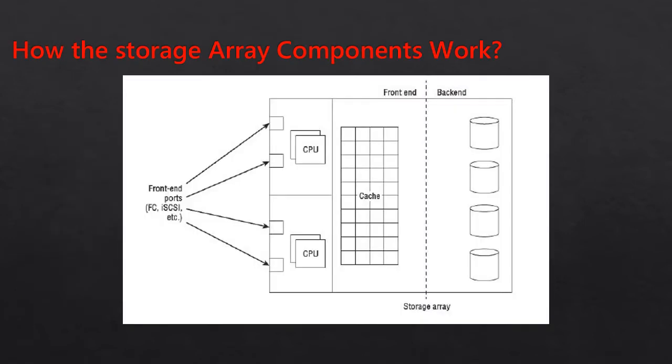Now let's see how these components work. In the diagram we have a controller. It has a processor, usually an Intel processor, and memory modules. The ports on the controller that connect to the storage network are called front-end ports, and front-end ports doesn't necessarily mean they are on the front side of the storage array. The storage array receives the incoming read-write requests from the host computers through these front-end ports.